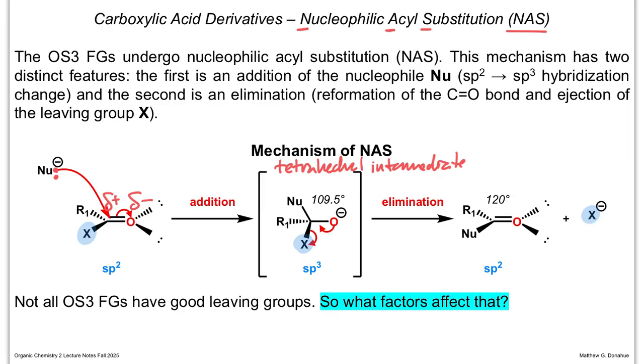So that tetrahedral intermediate will actually collapse where the lone pair on oxygen comes back down to form the carbonyl, and the X group leaves. That's the elimination. So the result of that is you're going back to sp2 hybridized carbon, and then you've introduced some other heteroatom there, your nucleophile, and you're still retaining the oxidation state of 3. So X is substituted for your nucleophile.